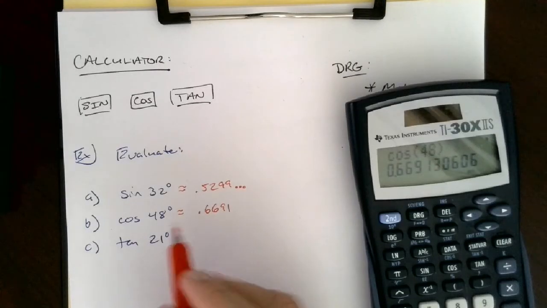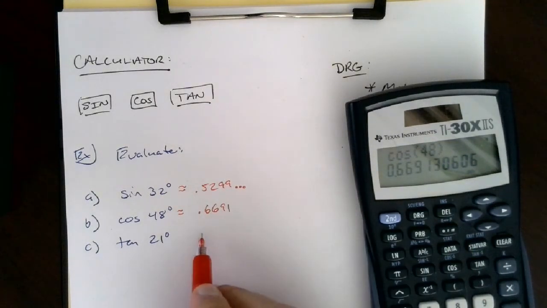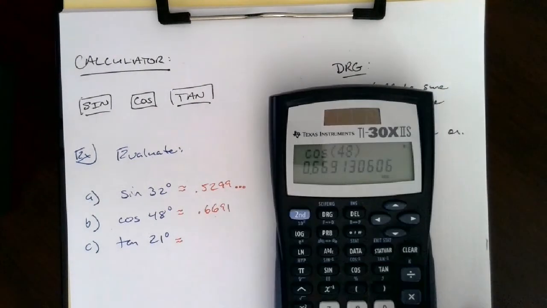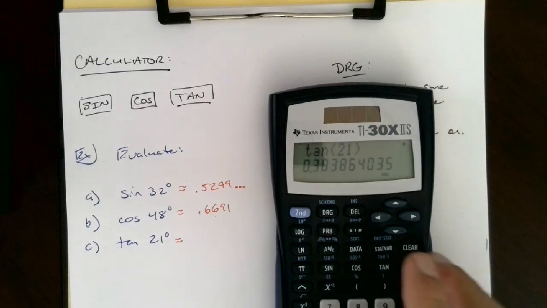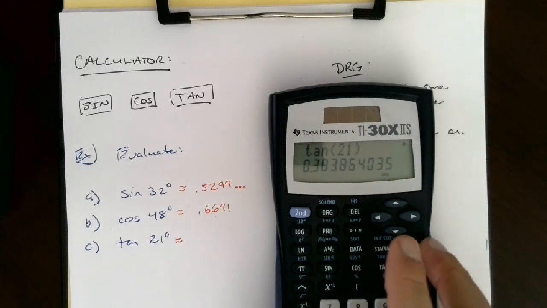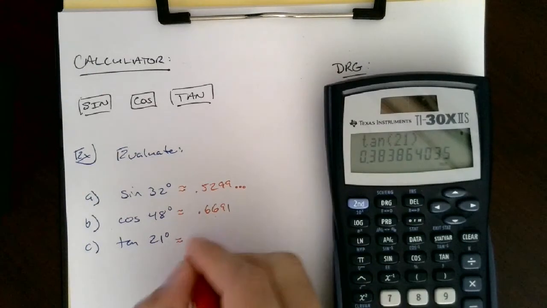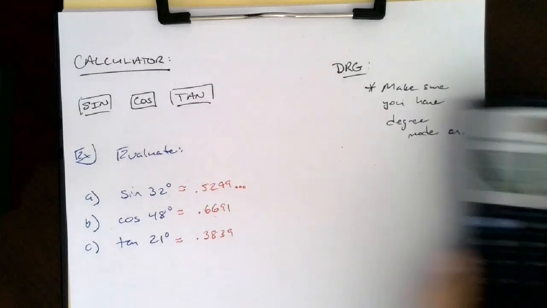Now if your calculator does not display it on the screen, remember you type 48 first, then hit cosine. And then this gives you a relationship between the adjacent and hypotenuse, really, for a 48 degree angle. And then for tangent of 21 degrees, we'll do tangent 21, hit enter, and I've got 0.3838, which gets rounded up to 0.3839, rounding to 4 decimal places.